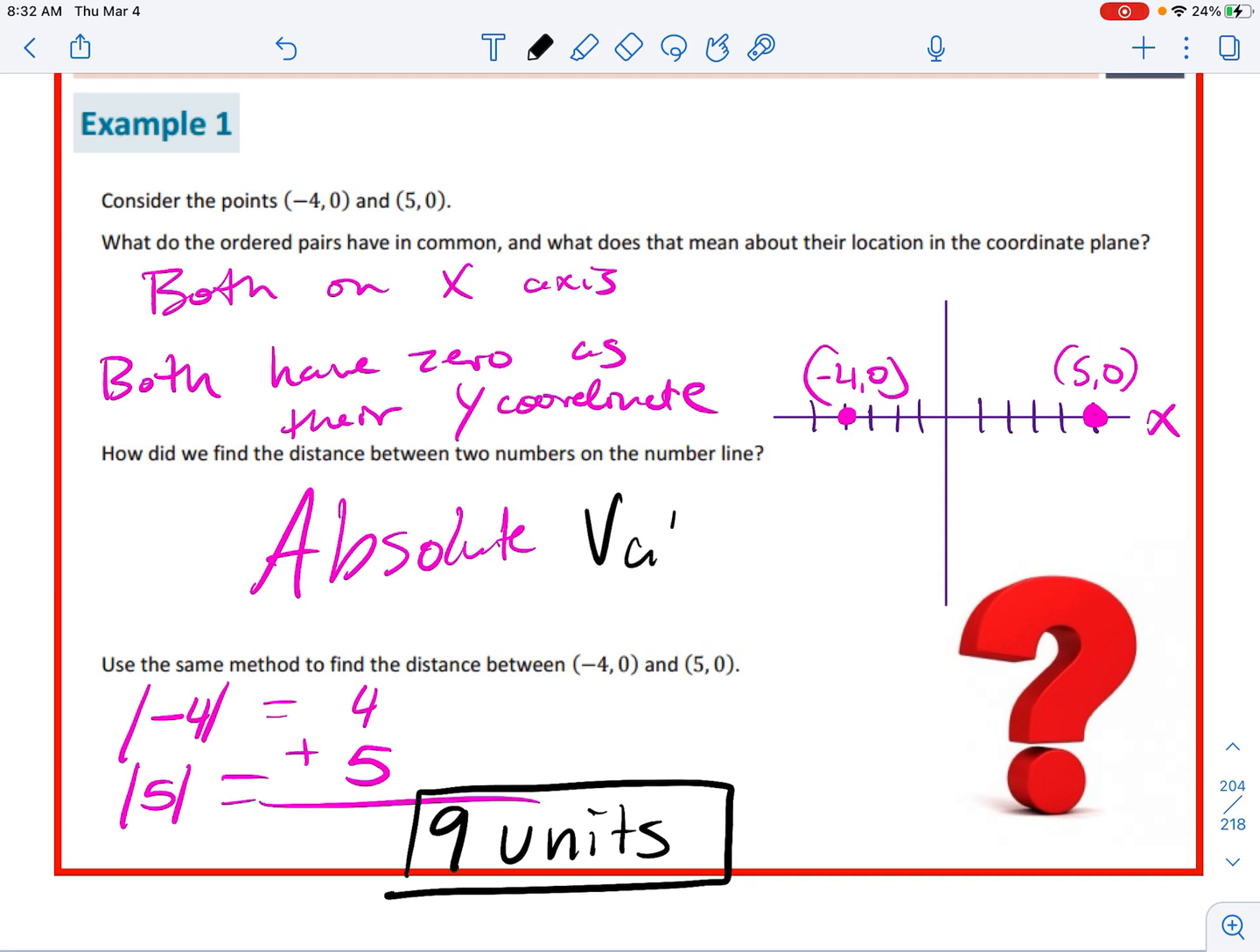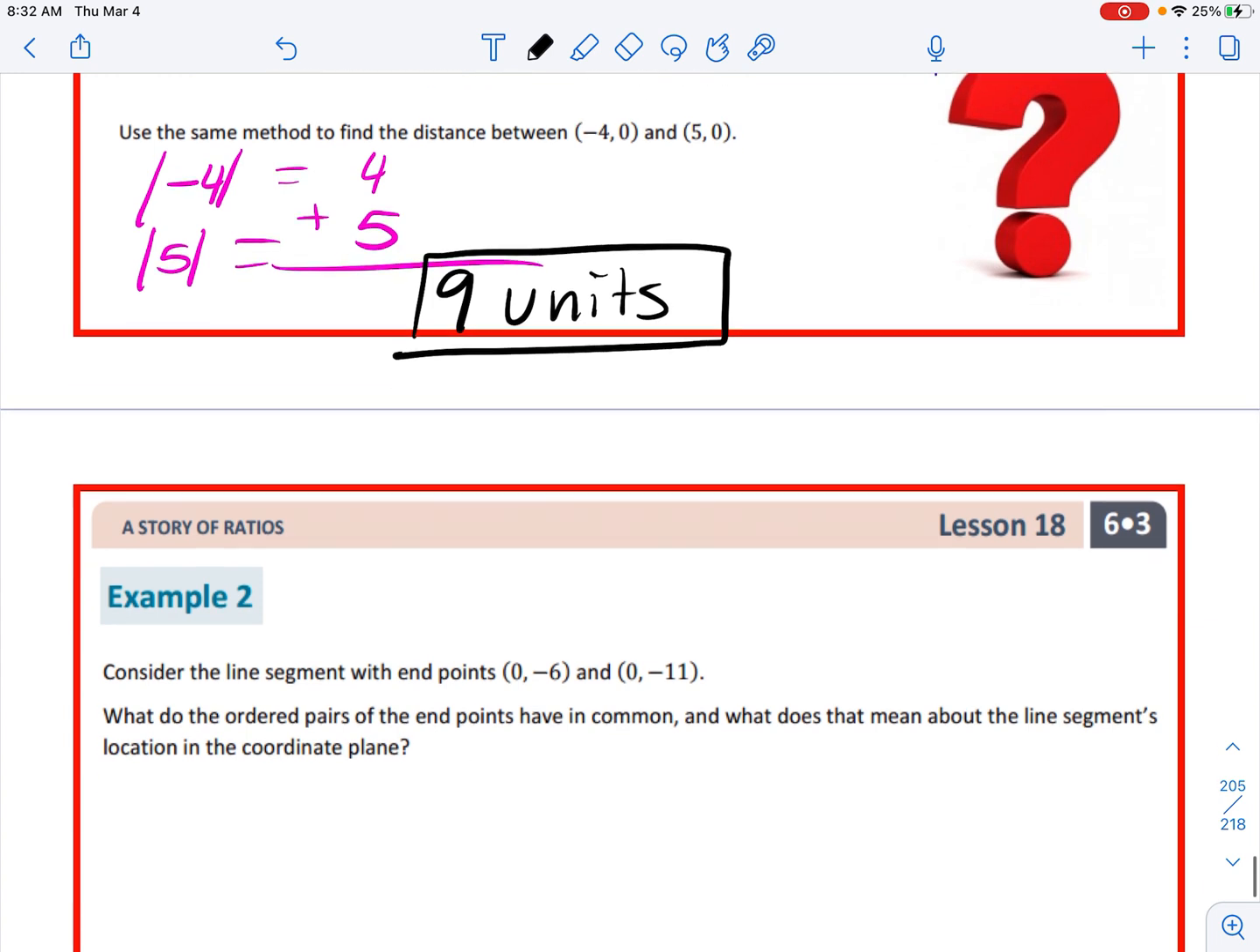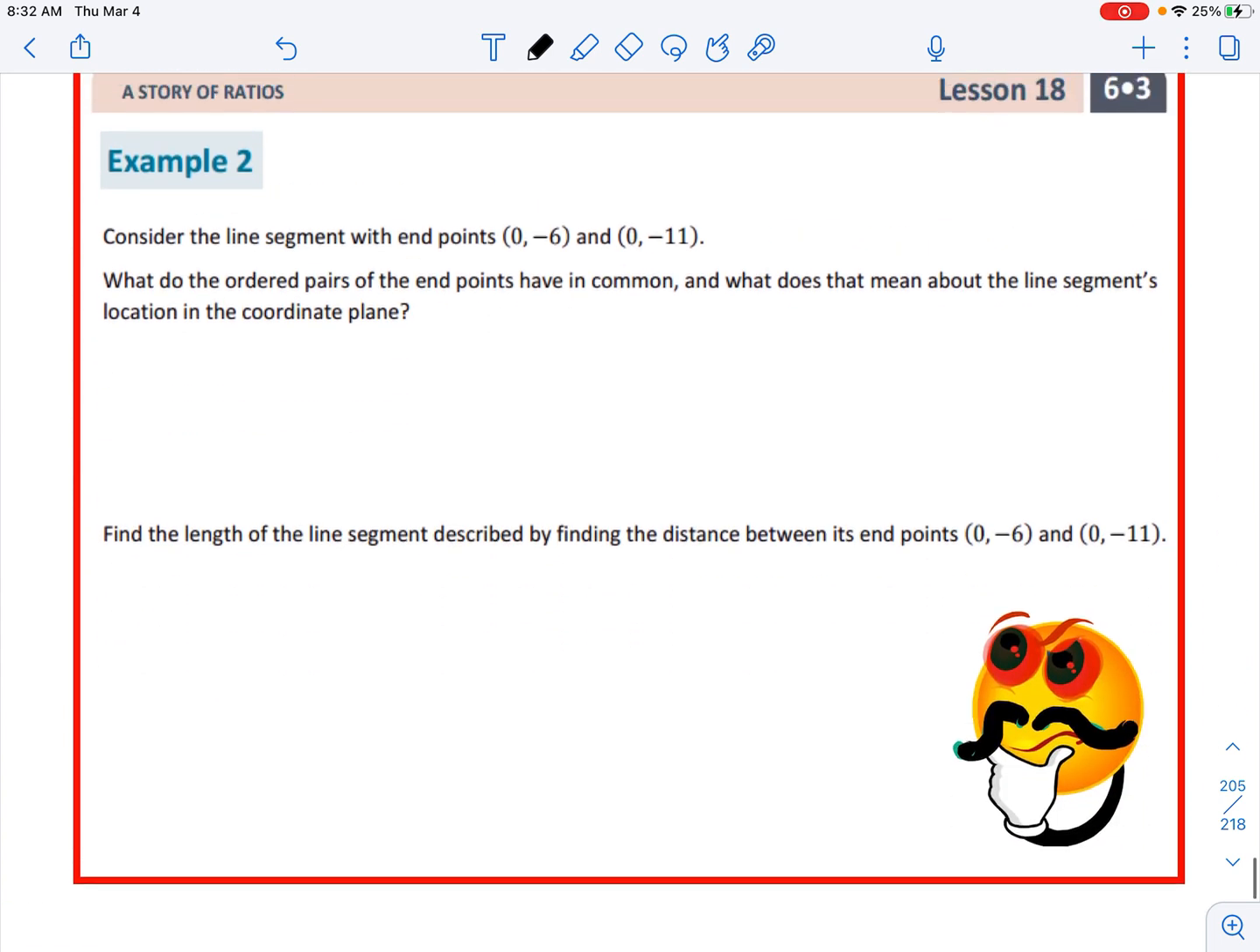Remember we used absolute value to solve this. You could have just counted the tick marks and you would have gotten the same answer: 1, 2, 3, 4, 5, 6, 7, 8, 9. Either way, use your coordinate grid to solve some of these if you need to. Example 2 says, consider the line segment with endpoints 0, 6 and 0, 11. Or 0, -6 and 0, -11.